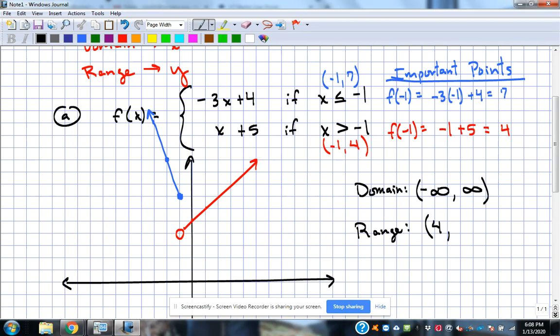The lowest number we have is 4. The highest is +infinity, because that line keeps going up forever. So our range is from 4 to +infinity.